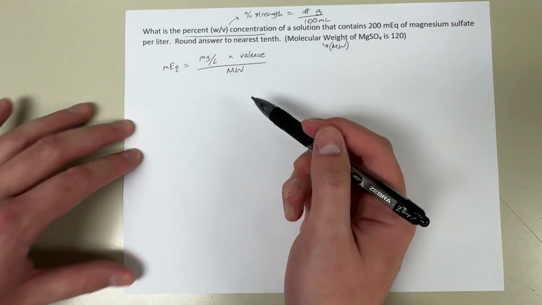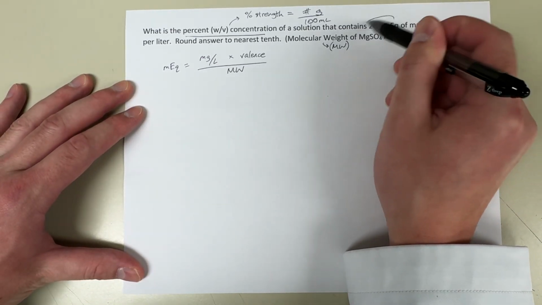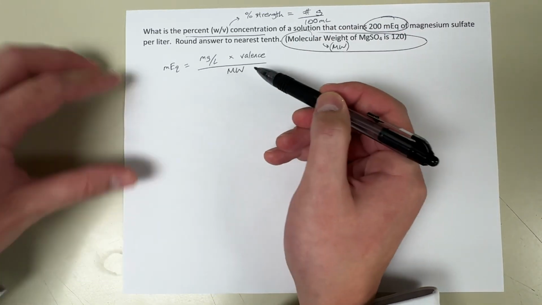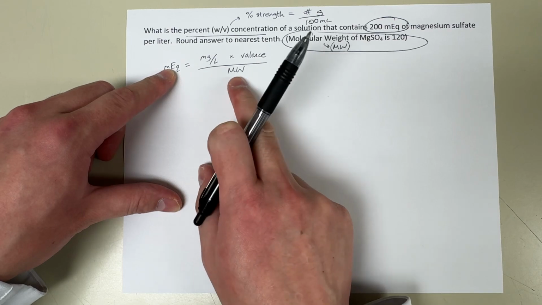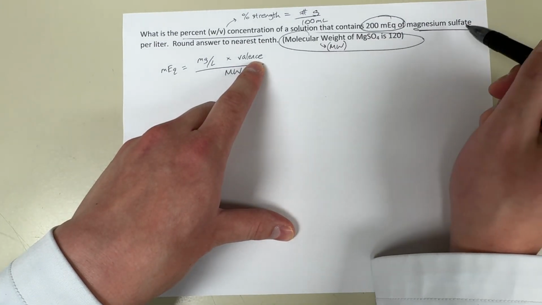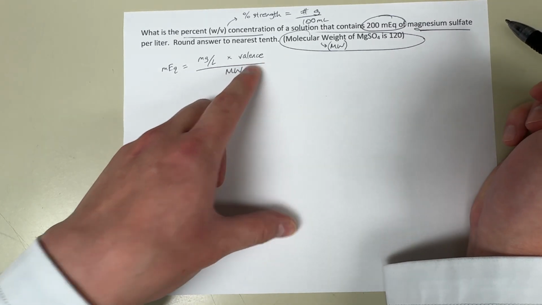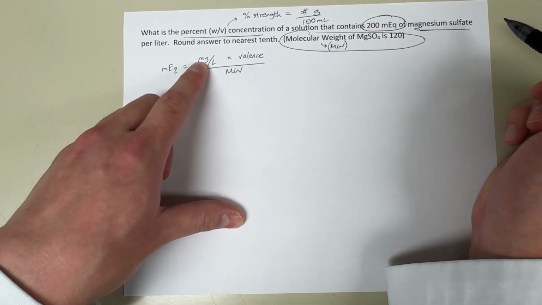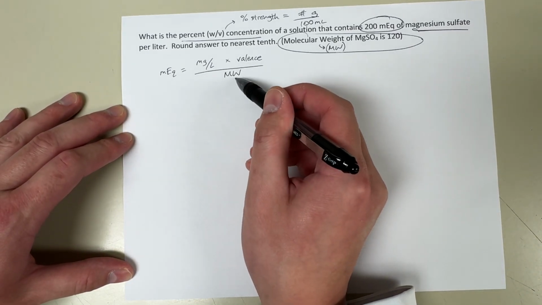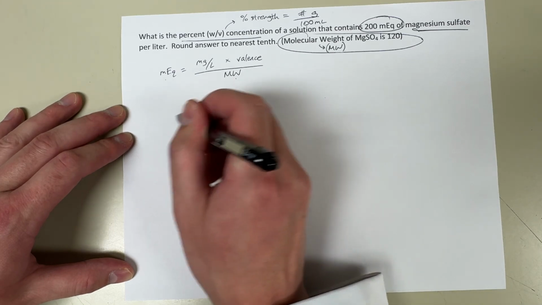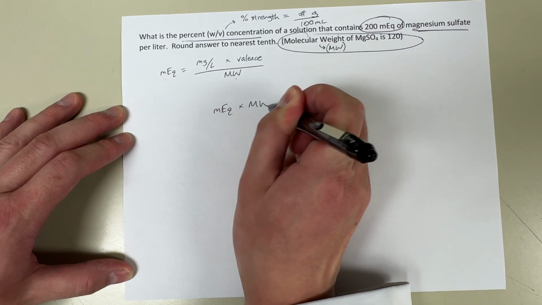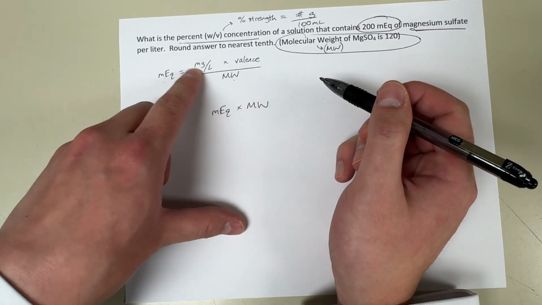So on the question, I already have milliequivalents and I have molecular weight. And technically I have valence because they tell me I have magnesium sulfate. And I just need to calculate this milligram per liter. So I'm just going to derive this formula. I just take the molecular weight and multiply that over here, and then divide both sides by the valence.